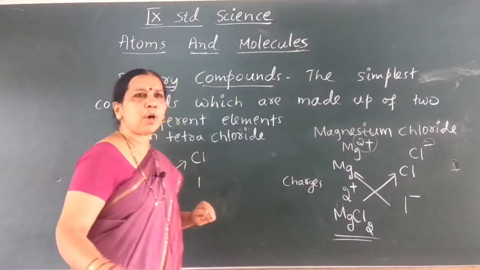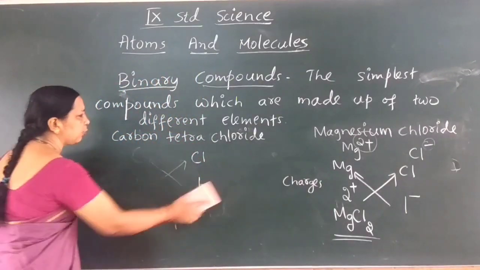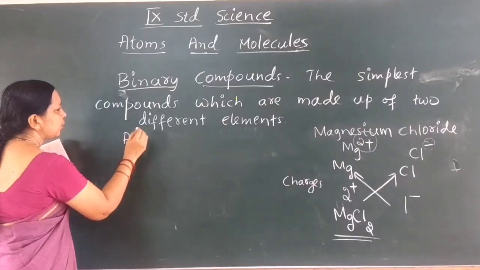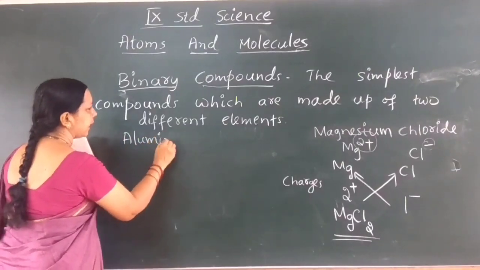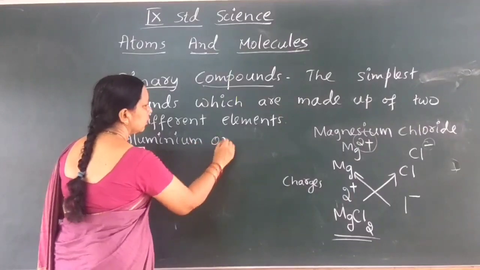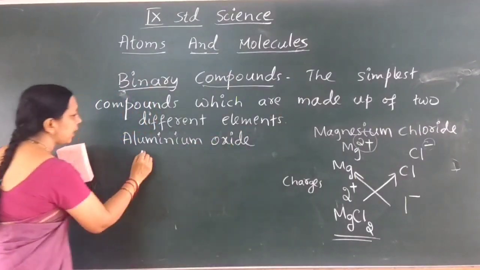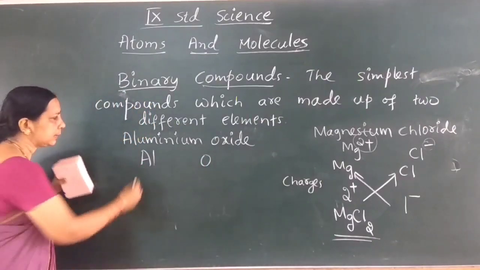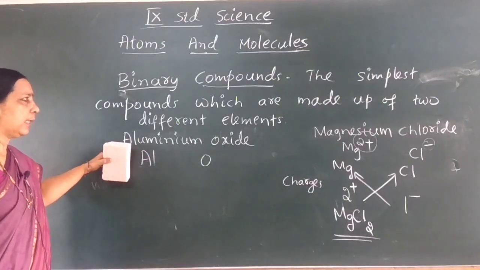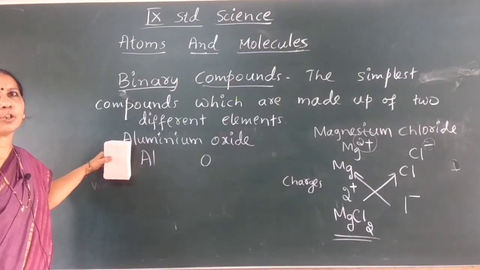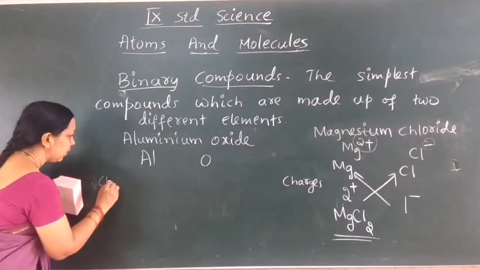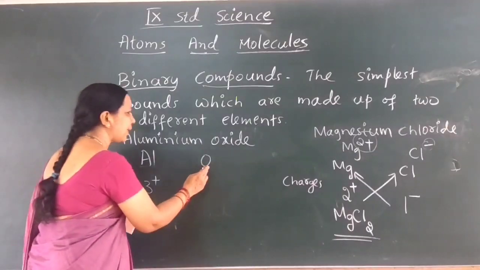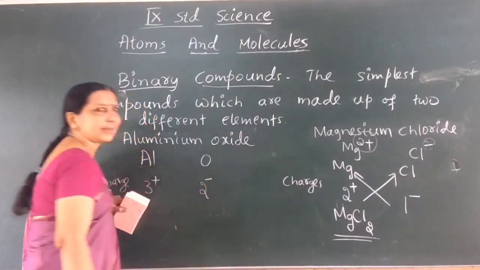And one more, aluminium oxide. How to write the chemical formula of aluminium oxide? You must know the charges here. Which are the elements present here? Al and O. Again, it is a compound with a metal and a non-metal. So for aluminium, the charge is 3 plus, and for oxide, the charge is 2 minus.